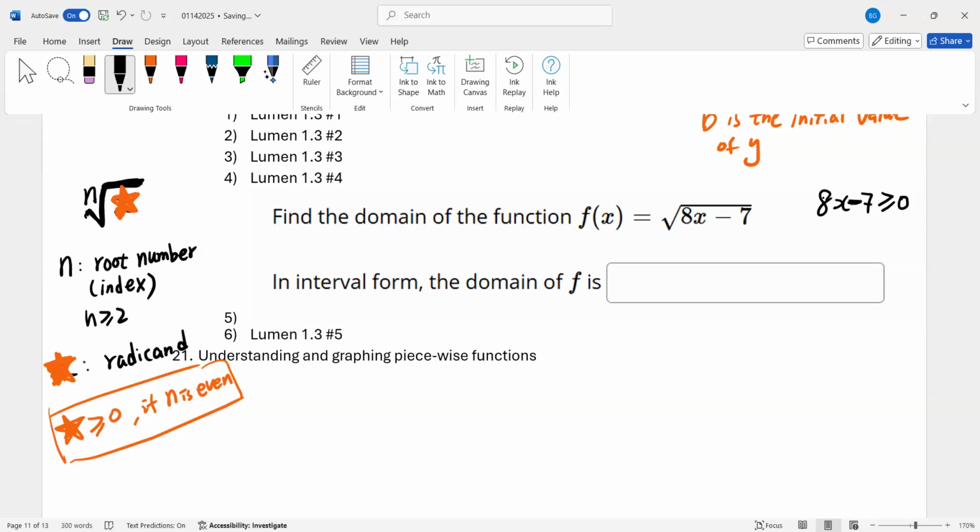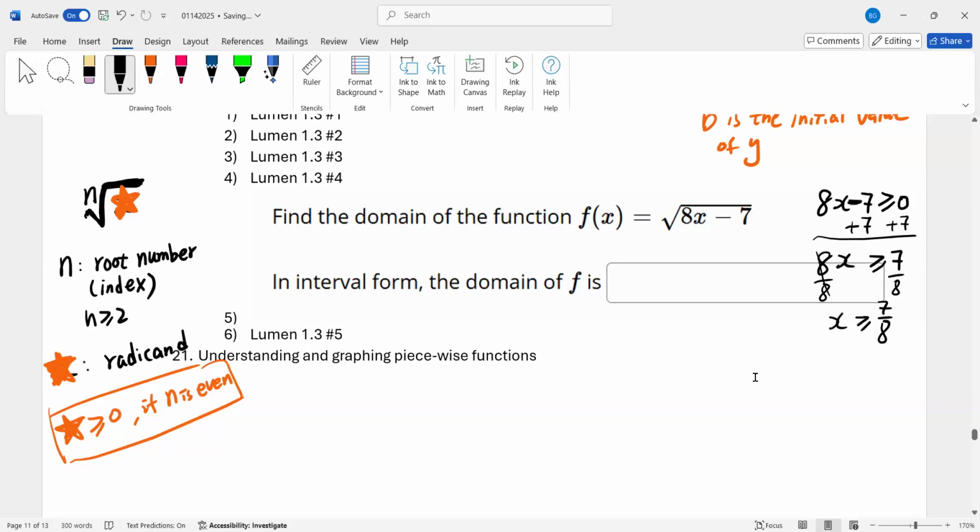So write the radicand for this square root and then make it bigger than or equal to 0, and then solve that inequality. This part is from Foundation 2, right? Solve an inequality. Plus 7, plus 7. We have 8x bigger than or equal to 7, right? And then divide by 8, cancel. So we have x bigger than or equal to 7 over 8.